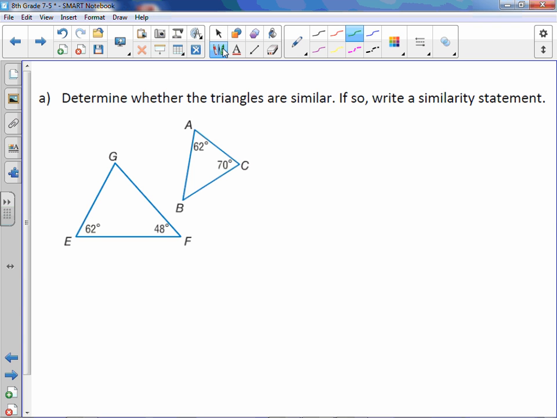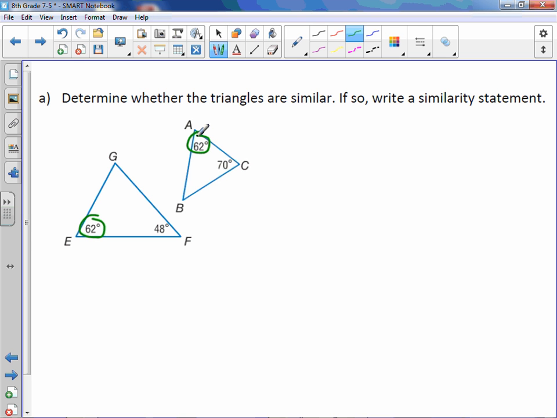The first thing we need to do is find the missing angles. I already know that they each have a 62-degree angle. That's one angle pair. But I need another angle pair, and 48 is not congruent to 70. So let's find the missing angle. Let's find angle G first.